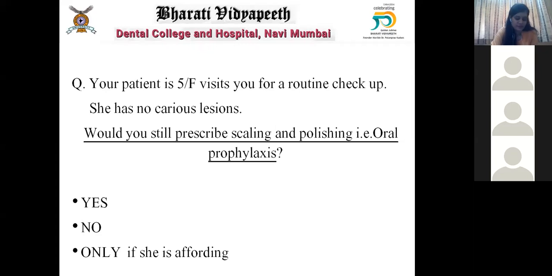Renuka, tell me. Ma'am, we will prescribe the scaling and polishing. Why? Because children don't brush properly, so plaque and stains can be present. So we can remove it with the help of scaling and polishing.